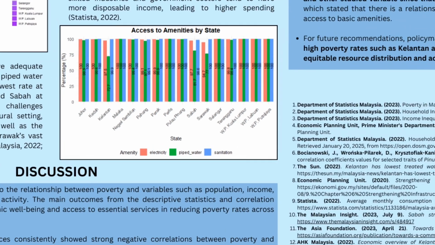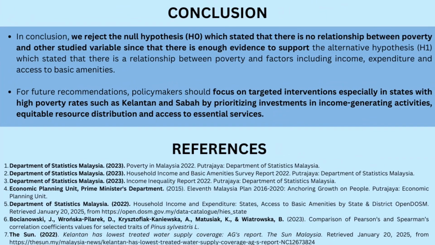To conclude our analysis, we reject the null hypothesis which stated that there is no relationship between poverty and the studied variables. Our findings provide sufficient evidence to support the alternative hypothesis, confirming that poverty is influenced by factors such as income, expenditure, and access to basic amenities.